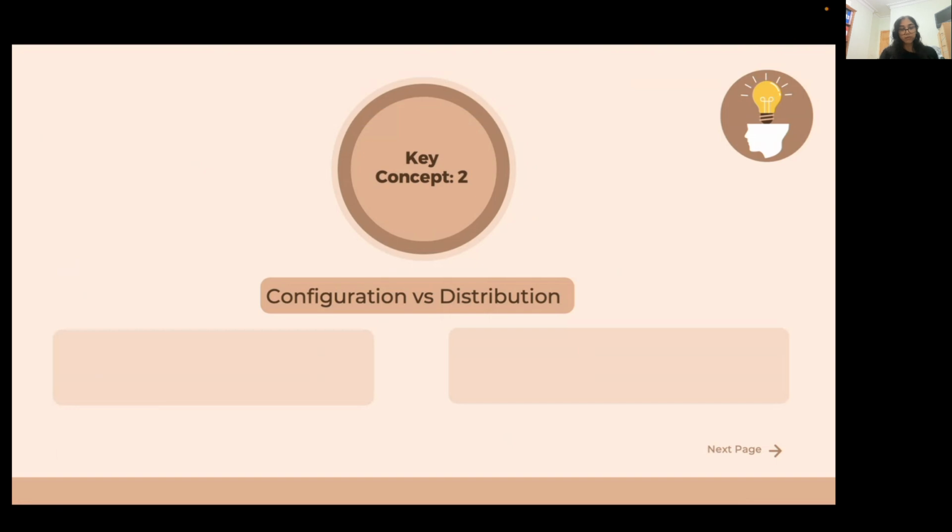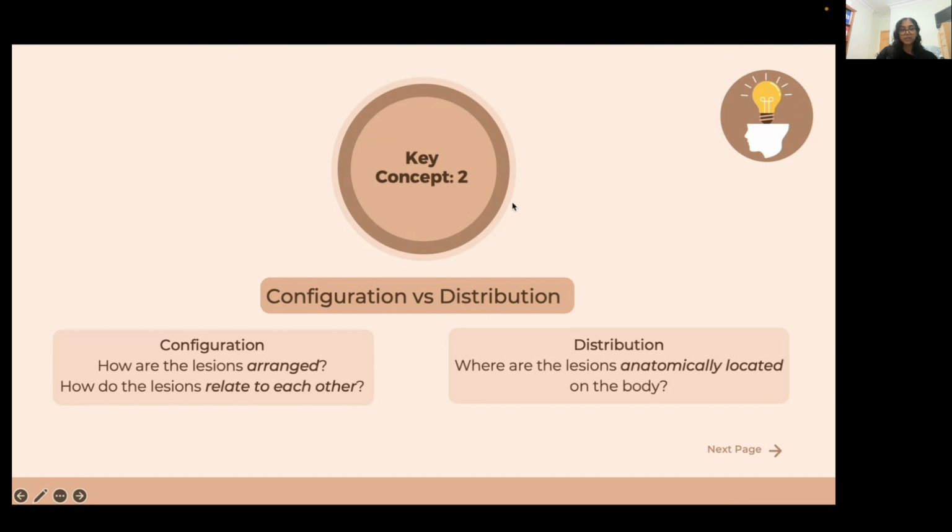So Sabina has written, is configuration, pattern, and distribution the location or spread? And Emily has written configuration, lesions in relation to each other, and distribution, lesions in relation to the body. Yeah, nice. That's exactly right. Well done, guys. So configuration, you're thinking about how the lesions are arranged. So exactly like one of you said, it's how the lesions relate to each other. Whereas distribution, we're thinking about the anatomical location of the lesion.